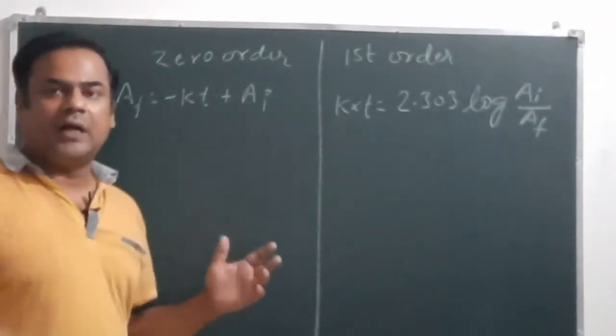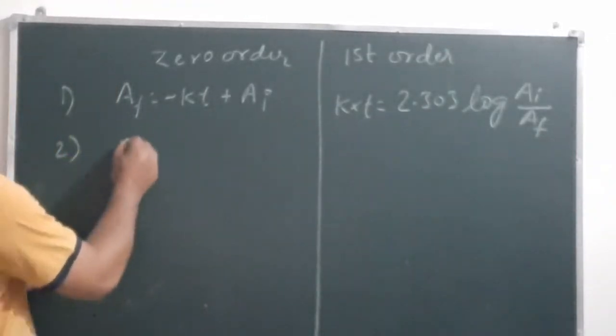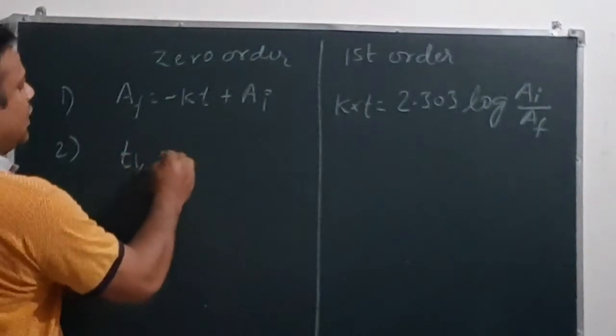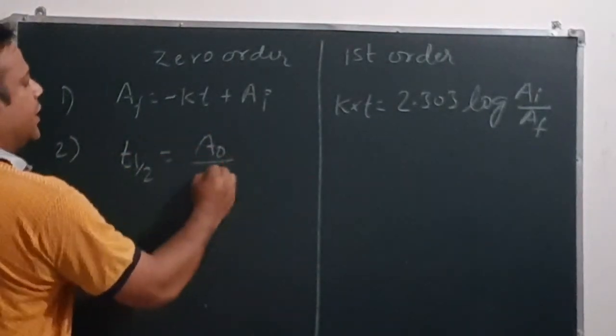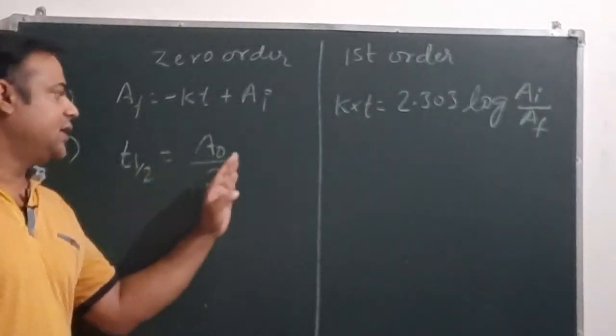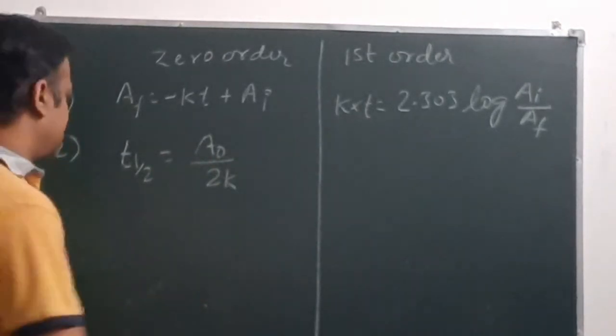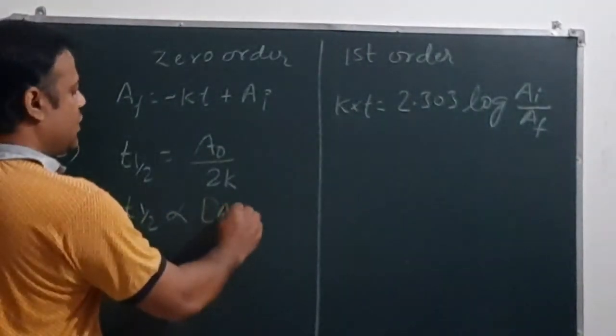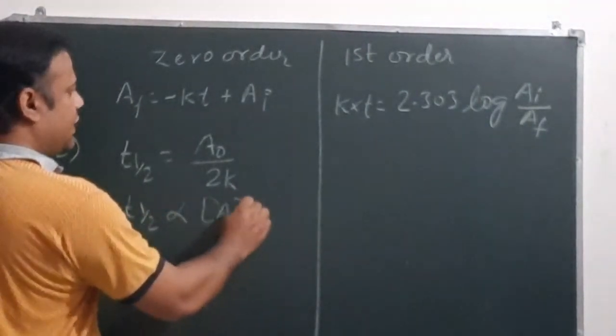Now if we talk about the half-life time, then in case of zero order reaction, T half will be equal to A naught by 2K. This means in this case half-life time is directly proportional to initial concentration. So we can say here T half is directly proportional to the initial concentration of reactant.